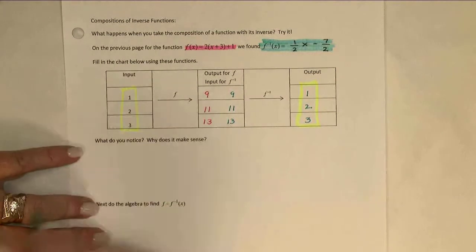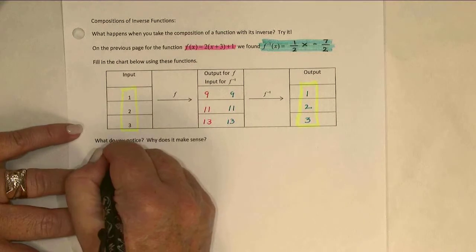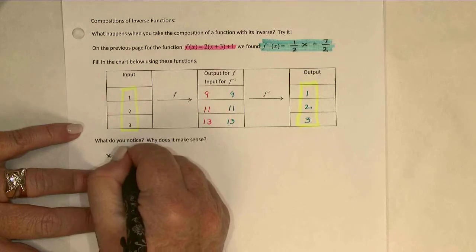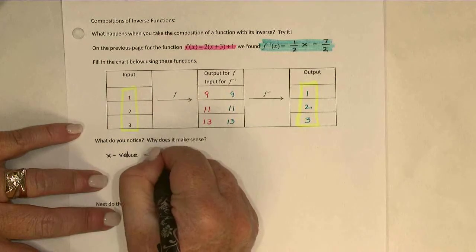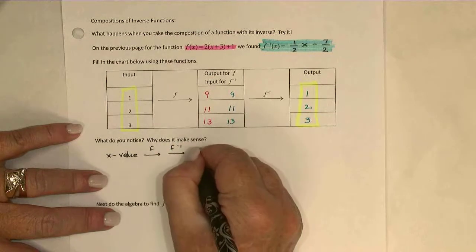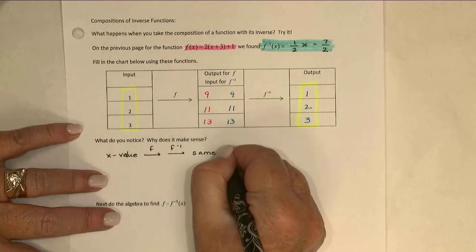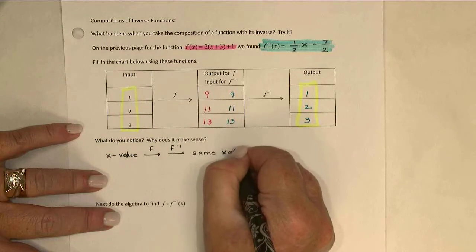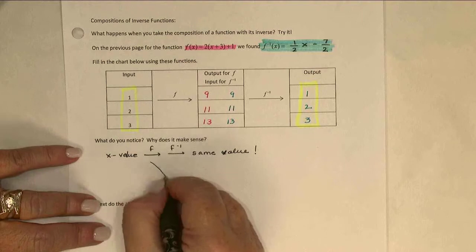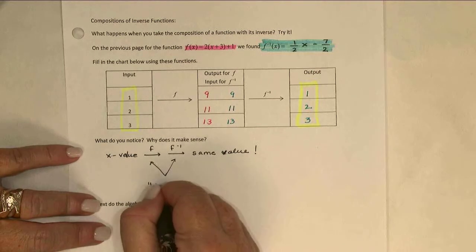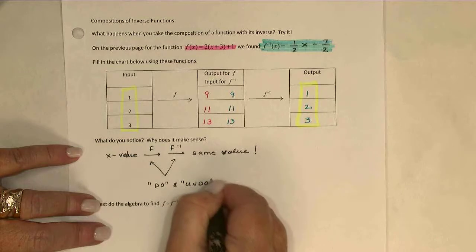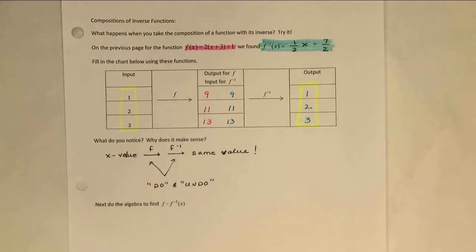So, what we notice is if I take an x value, I do f, and then I do f inverse, I get the same value back again. And of course, that's because these do and undo. So it's very reasonable that I would get back what I started with.